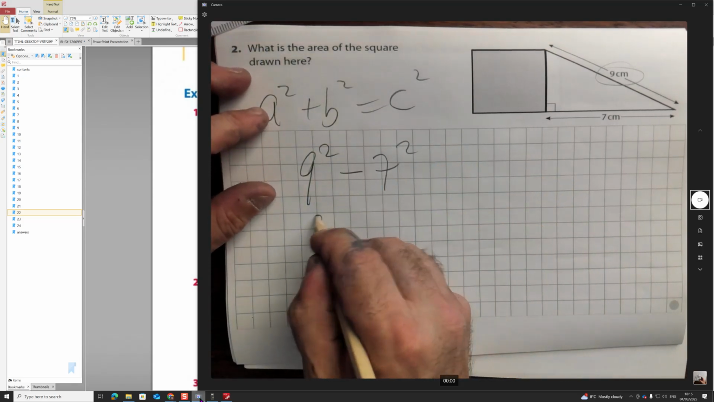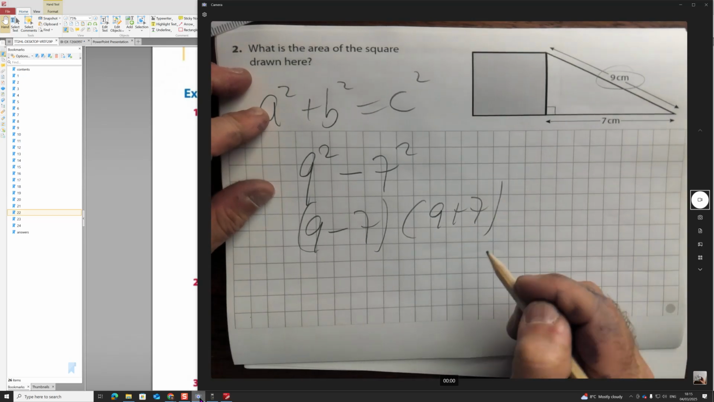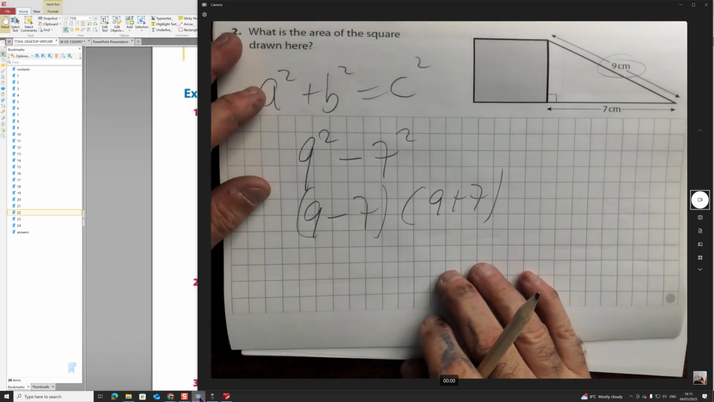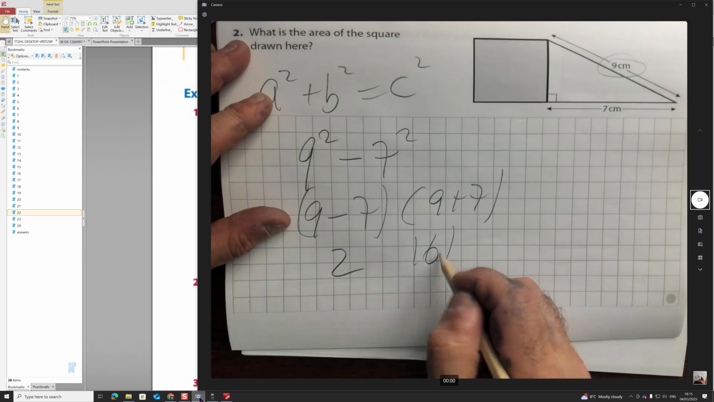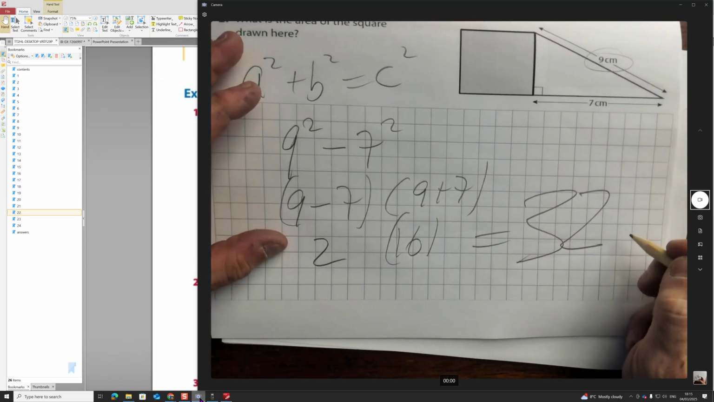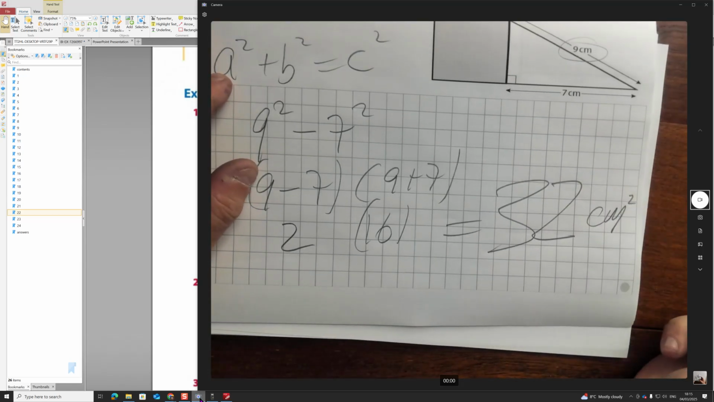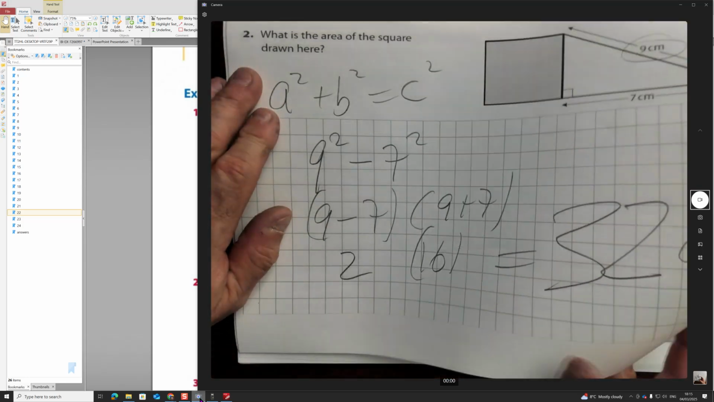We could do that in the calculator, but we could apply the difference of two squares. A good chance to throw in an extra bit of maths, and it does make the mental maths easier. 2 times 16 equals 32. Units, because we want 10 marks out of 10, not 9, so we want our units. Okay, and that's that done.